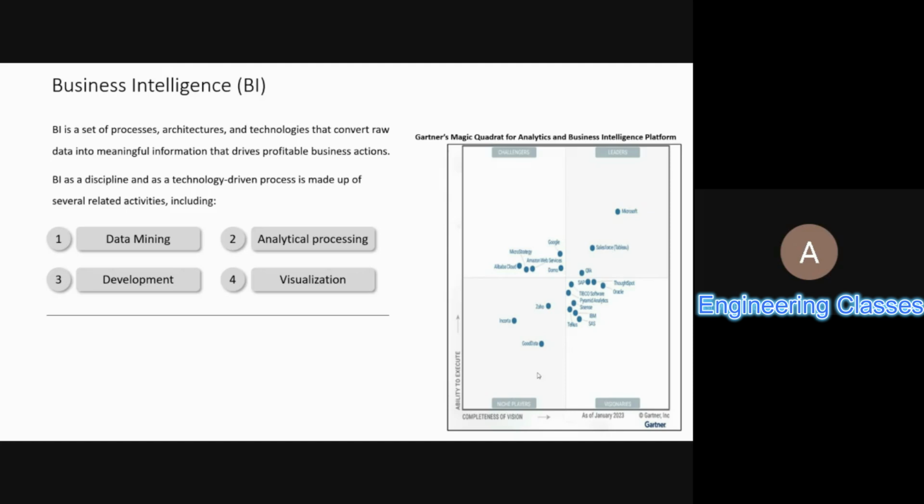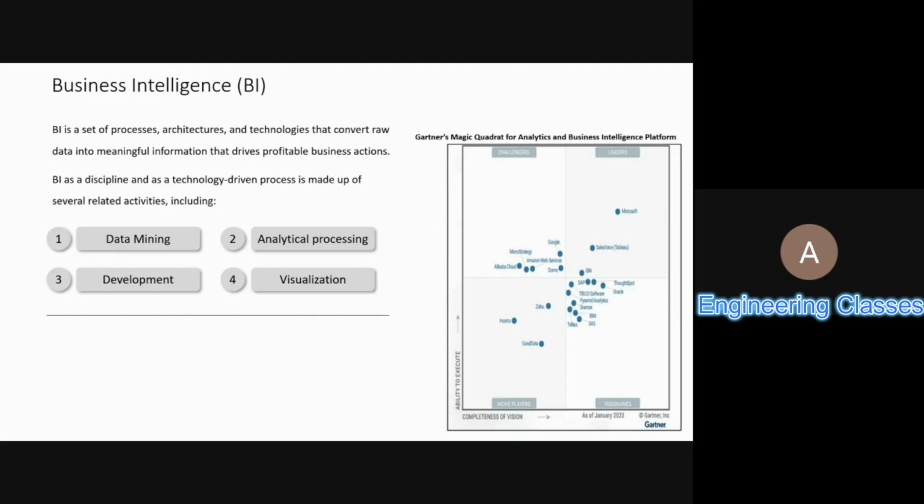On the right-hand side, there is one quadrant you can see. Can you see this quadrant? This quadrant is published by Gartner. Gartner is a company, and along with Gartner, there is also a company called Forrester. Every year, these two companies check the tools available in the market for analytics and business intelligence platforms, and they give rankings as leaders, challengers, niche players, and visionaries.